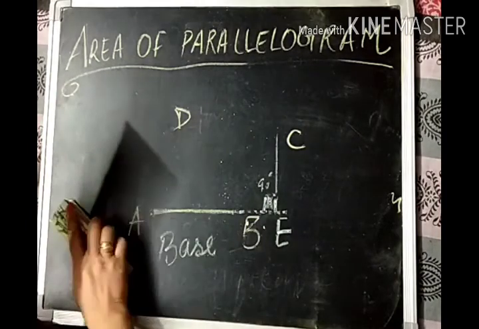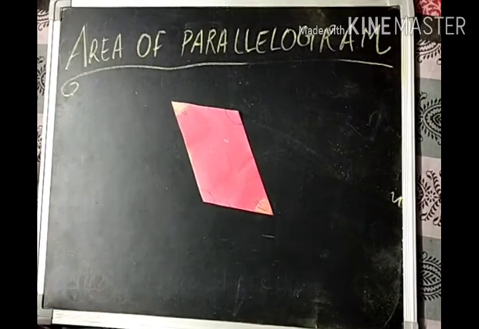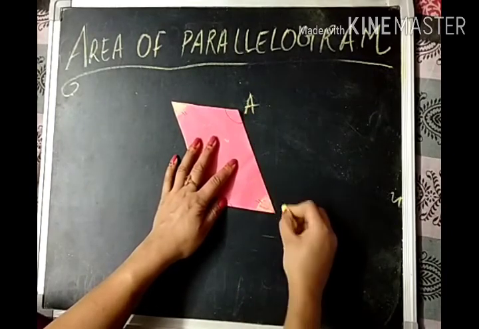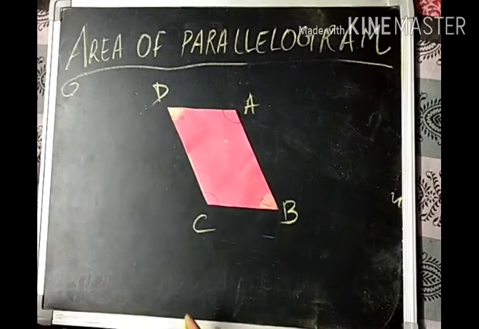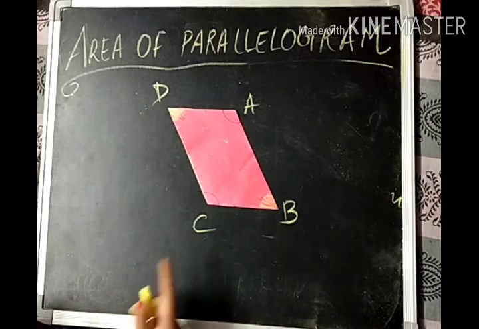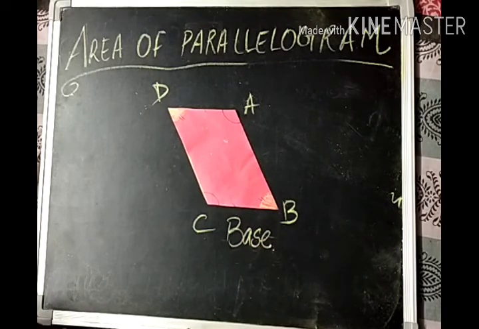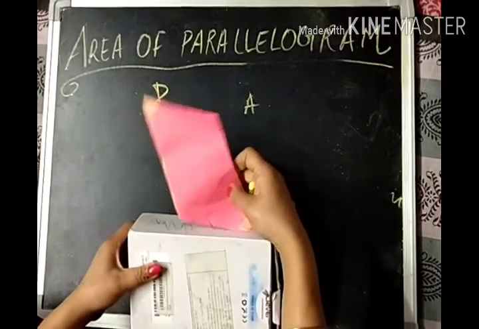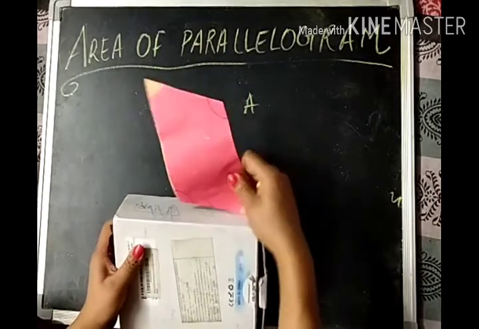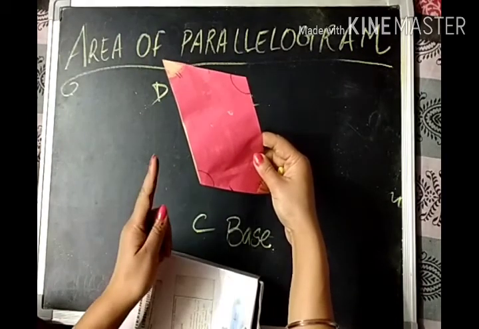Now, if I keep this parallelogram like this, and I say that you have to draw a height corresponding to the base CB. So here the base is this. If I place it on this surface, this will be the base touching the ground, and the height will be from here to here somewhere.